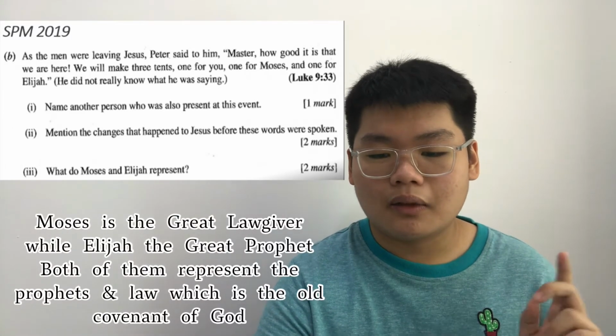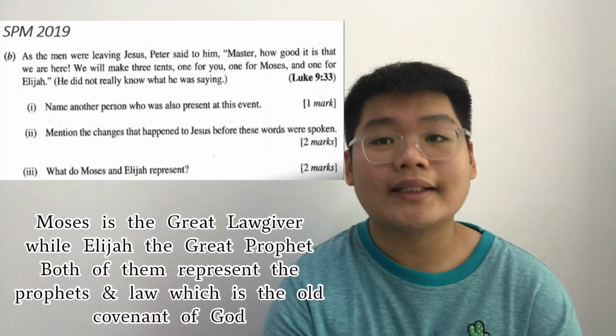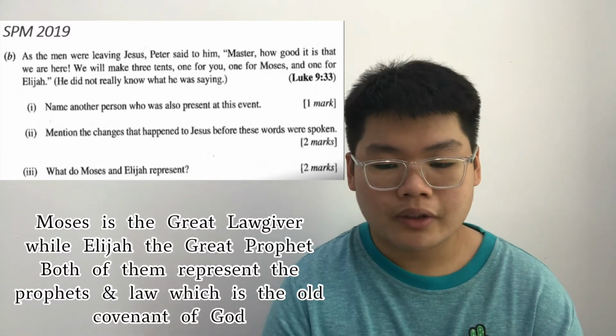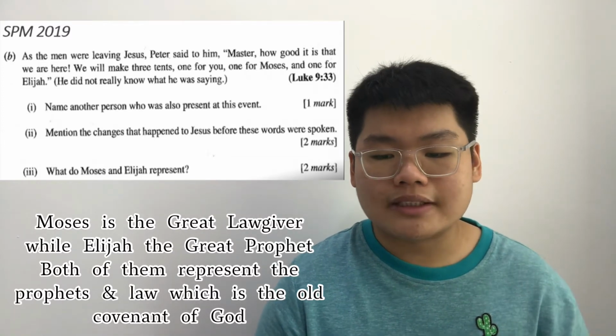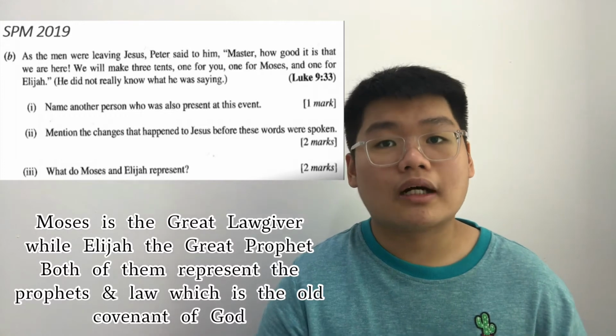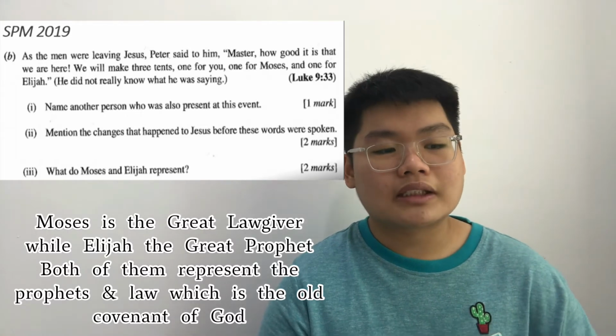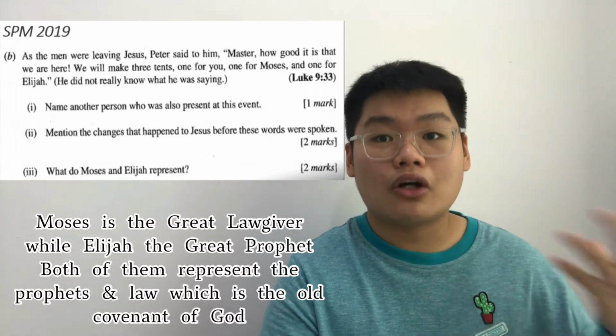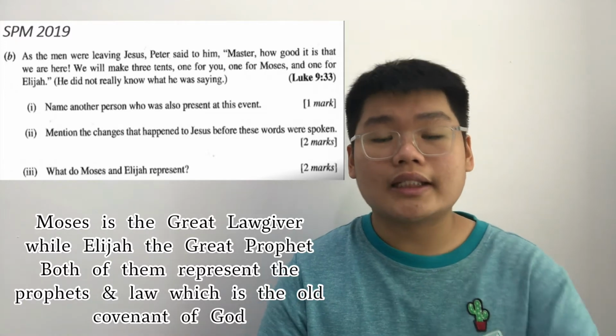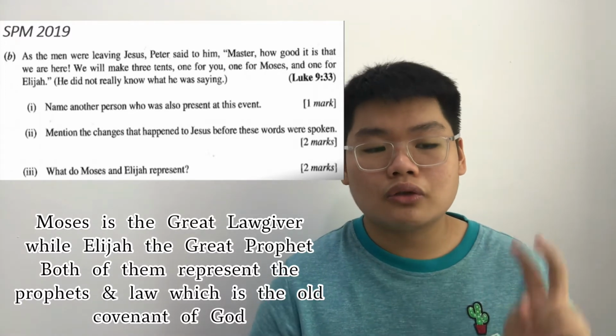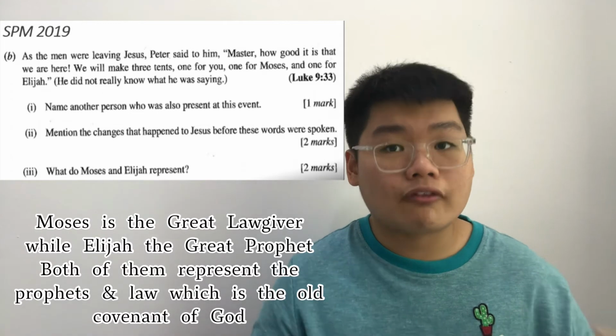Moses was the great lawgiver, and Elijah was the great prophet. So both of them represent the law and the prophets, which is the old covenant of God. So basically, Moses and Elijah represent the old covenant of God. But over here, you can see it is 2 marks. So you cannot just write that they both represent the old covenant of God.